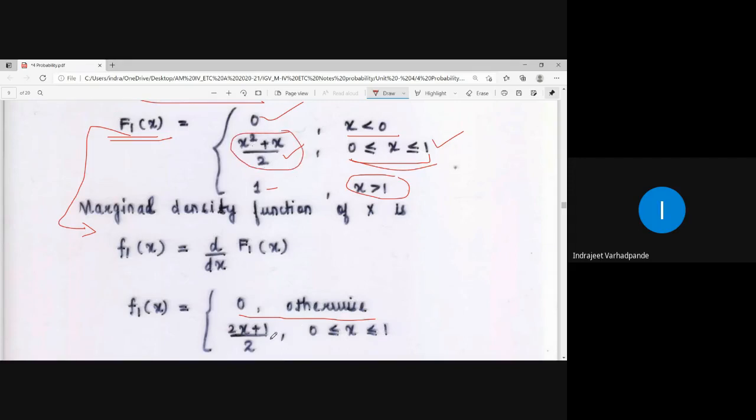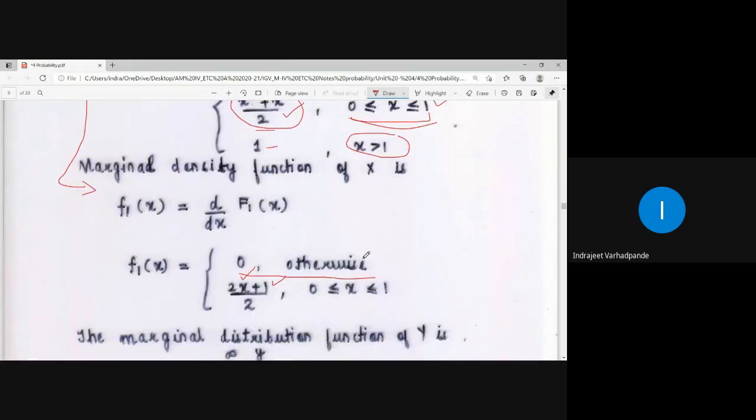Derivative of x square is 2x. Derivative of x is 1. Denominator 2 constant as it is. So what is marginal density function for x? Marginal density function for x is nothing but the differentiation of the marginal distribution function of x.